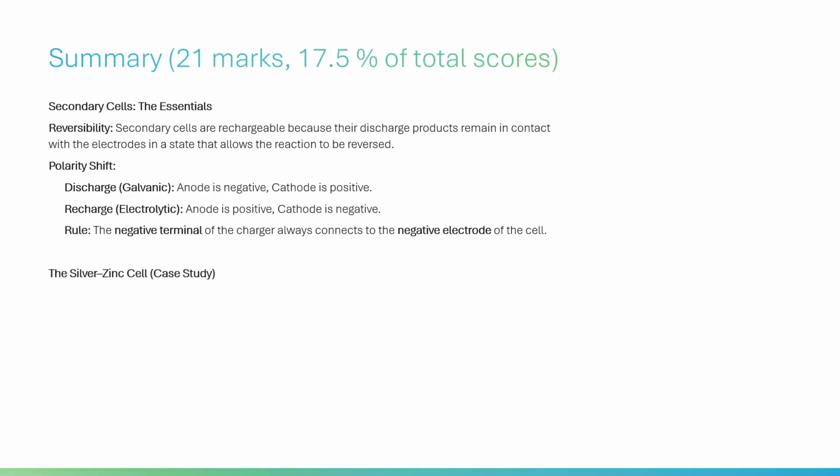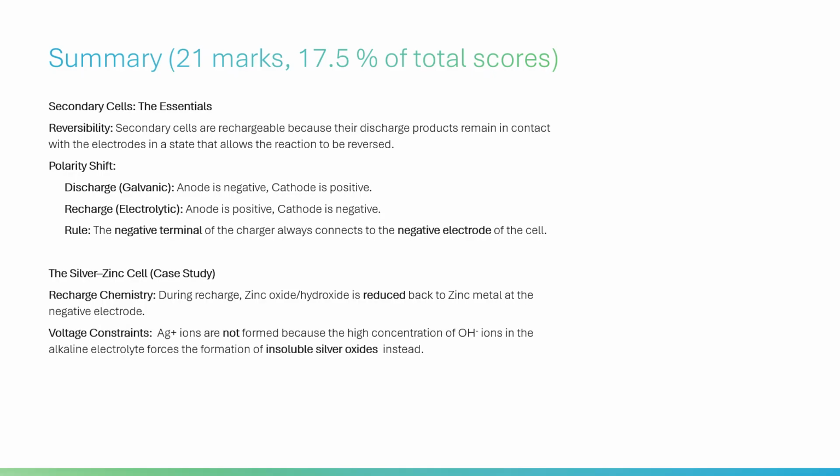The silver-zinc cell, case study, recharge chemistry. During recharge, zinc oxide/hydroxide is reduced back to zinc metal at the negative electrode. Voltage constraints: Ag+ ions are not formed because the high concentration of OH- ions in the alkaline electrolyte forces the formation of insoluble silver oxides instead. The shuttle: OH- ions move through the electrolyte to maintain charge balance, consumed at one electrode and produced at the other.